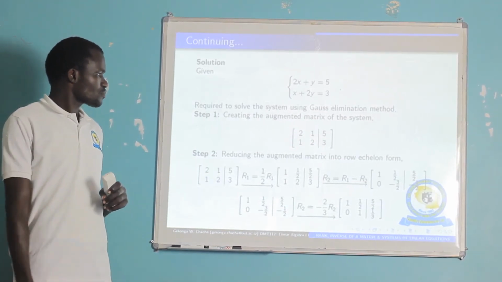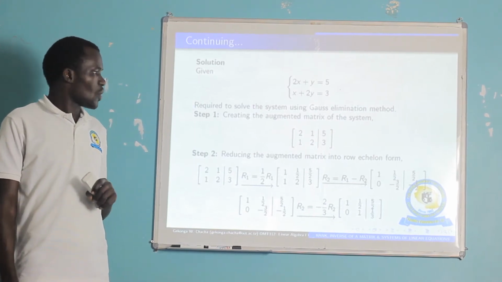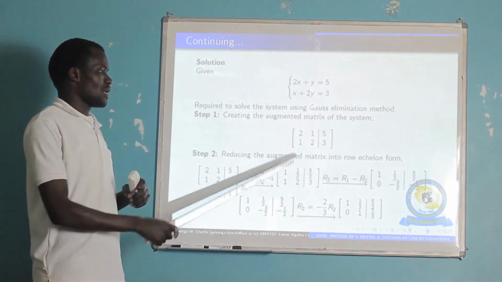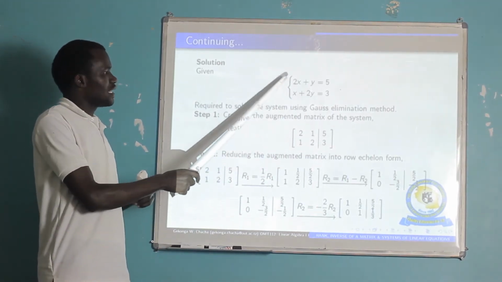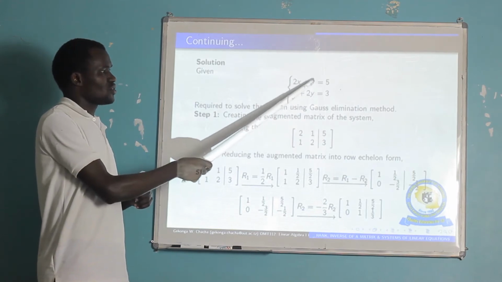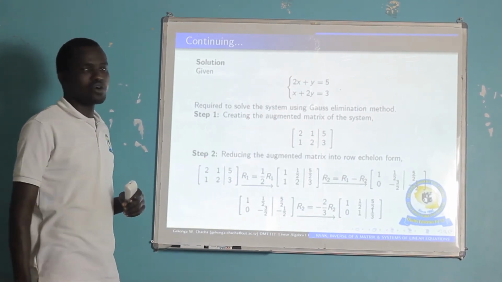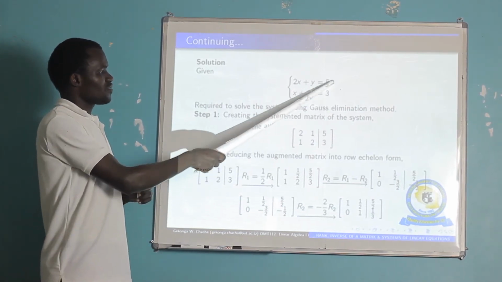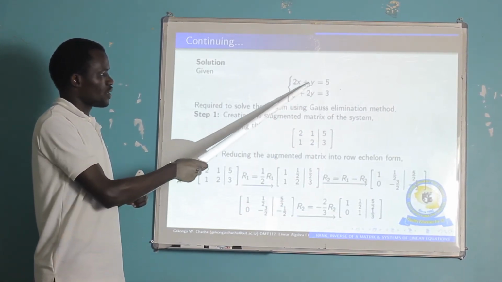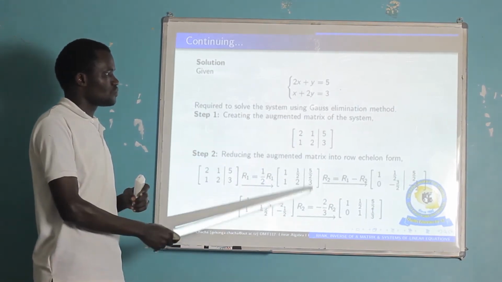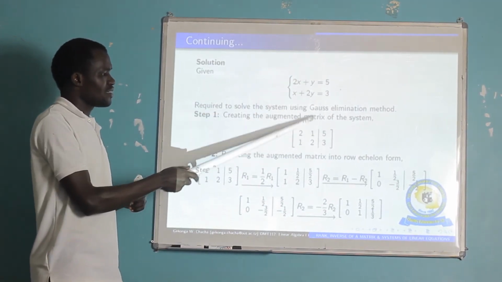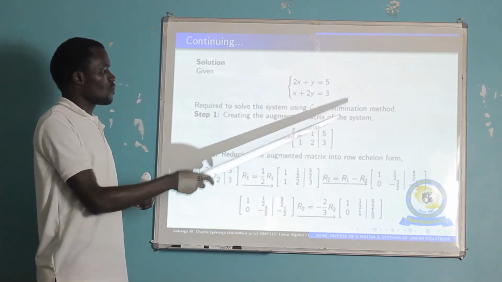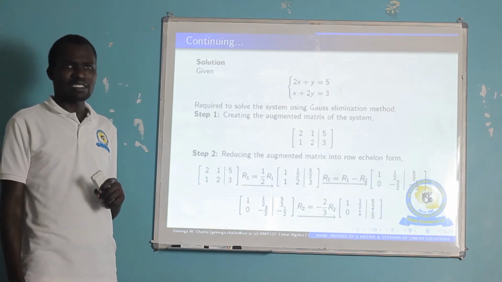So step 1, we create an augmented matrix of the system. The matrix is formed from the entries, or the coefficients, of the variables x and y. So from the first equation, we have 2 and 1, and from the second we have 1 and 2. These are put together to form the augmented matrix.